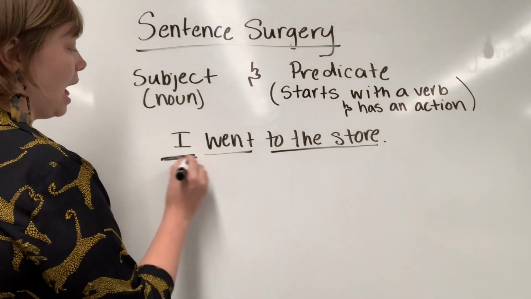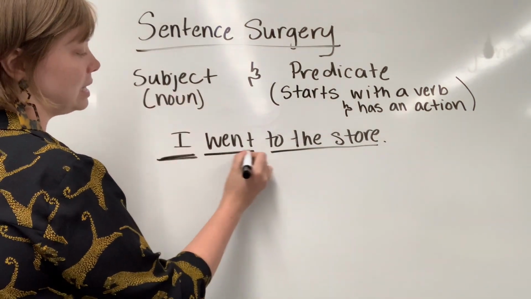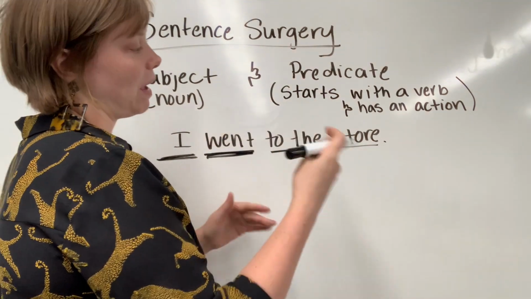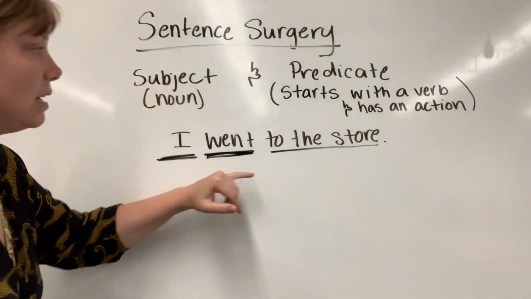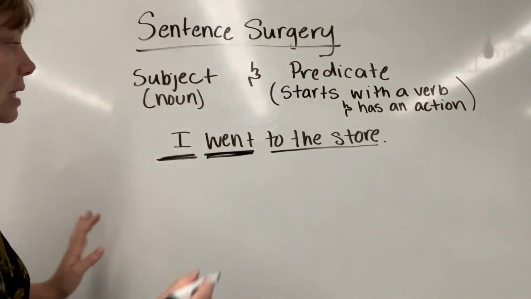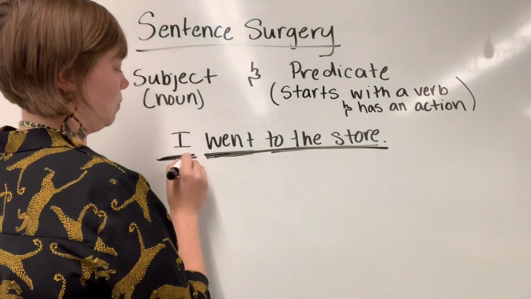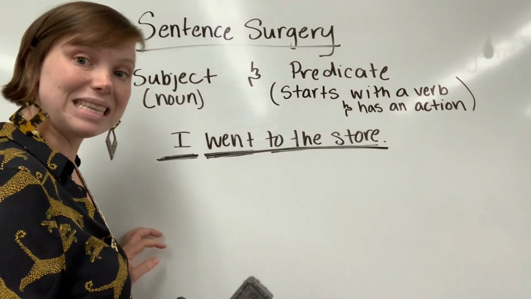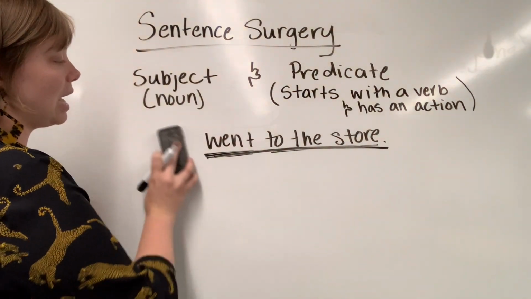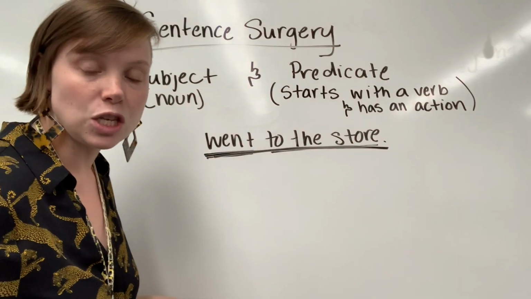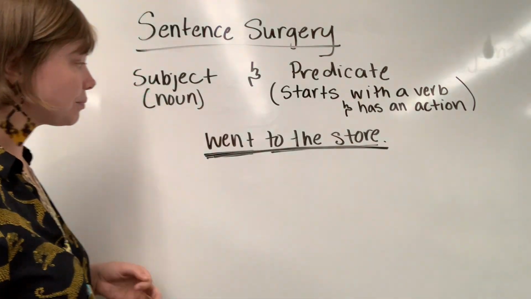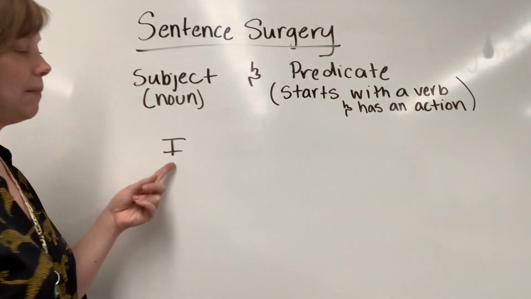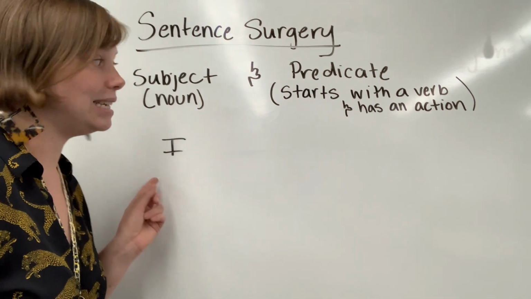For example, I is the noun, went is the verb, and to the store is telling you basically where they went, the action. So I went to the store is a complete sentence. We have the predicate and we have the subject. If I was to take one of these two away, it would cease to make sense. If I took I, the subject, away, went to the store is not a sentence. And vice versa. If I took went to the store away, I is definitely not a sentence.